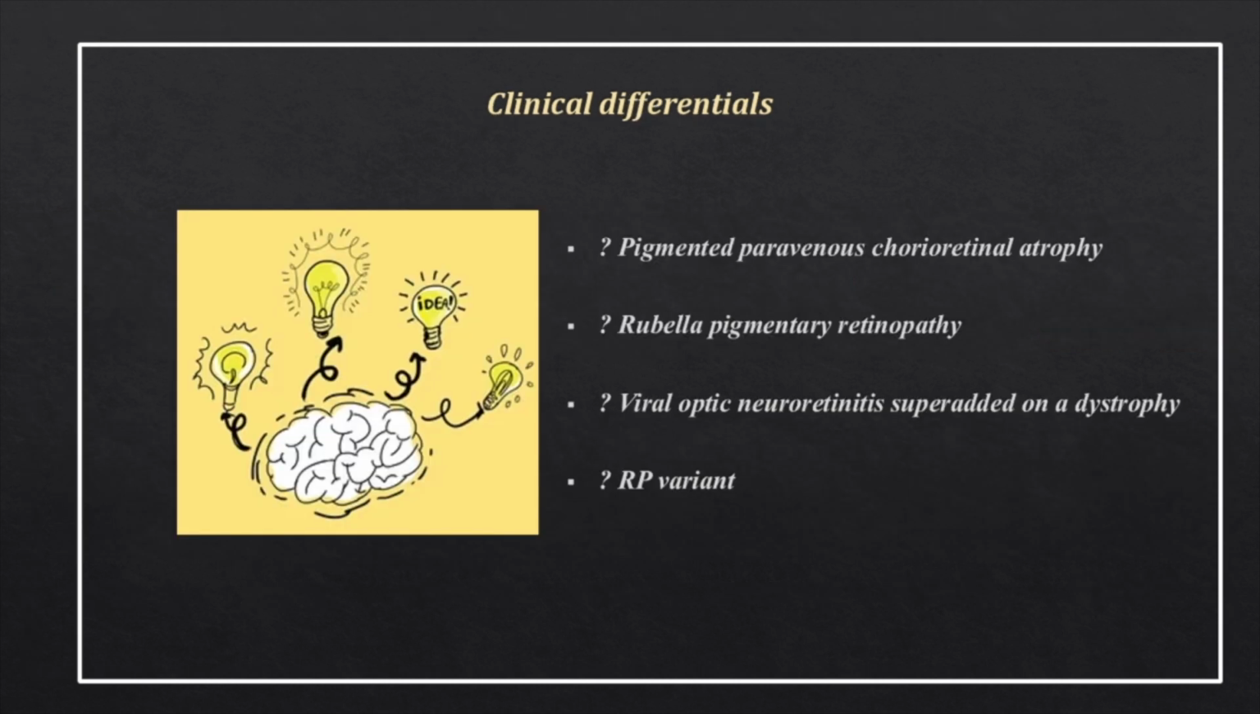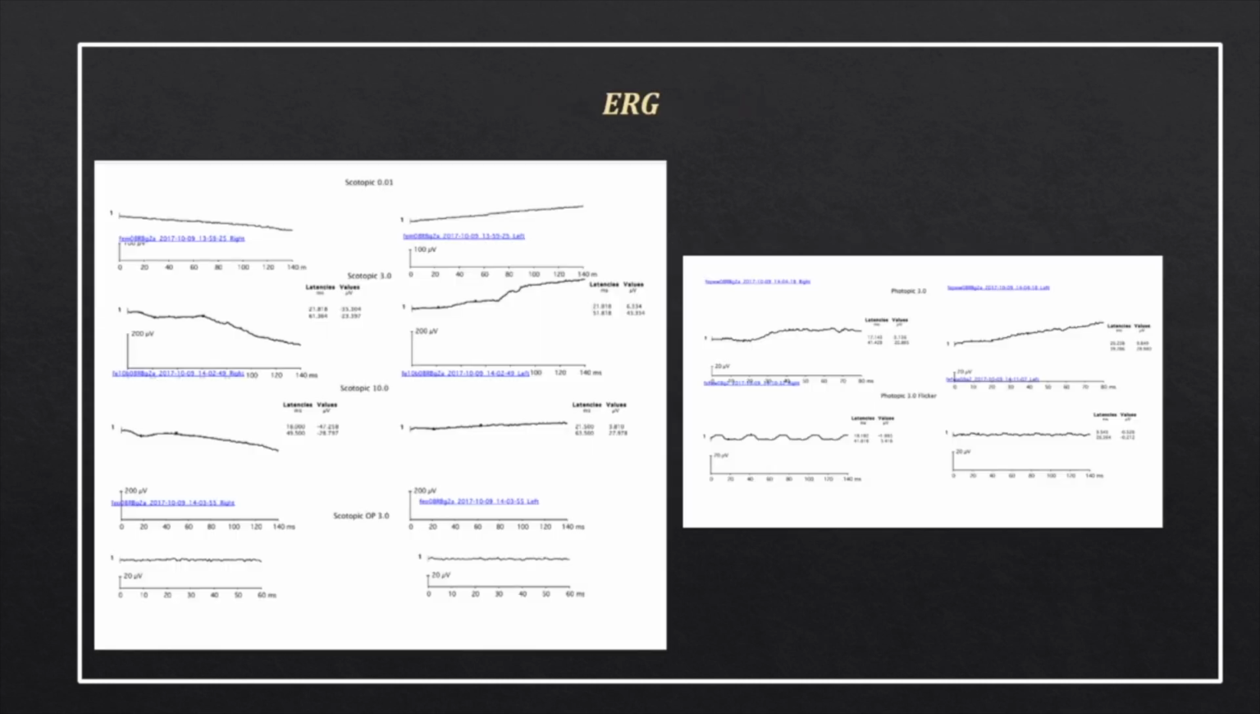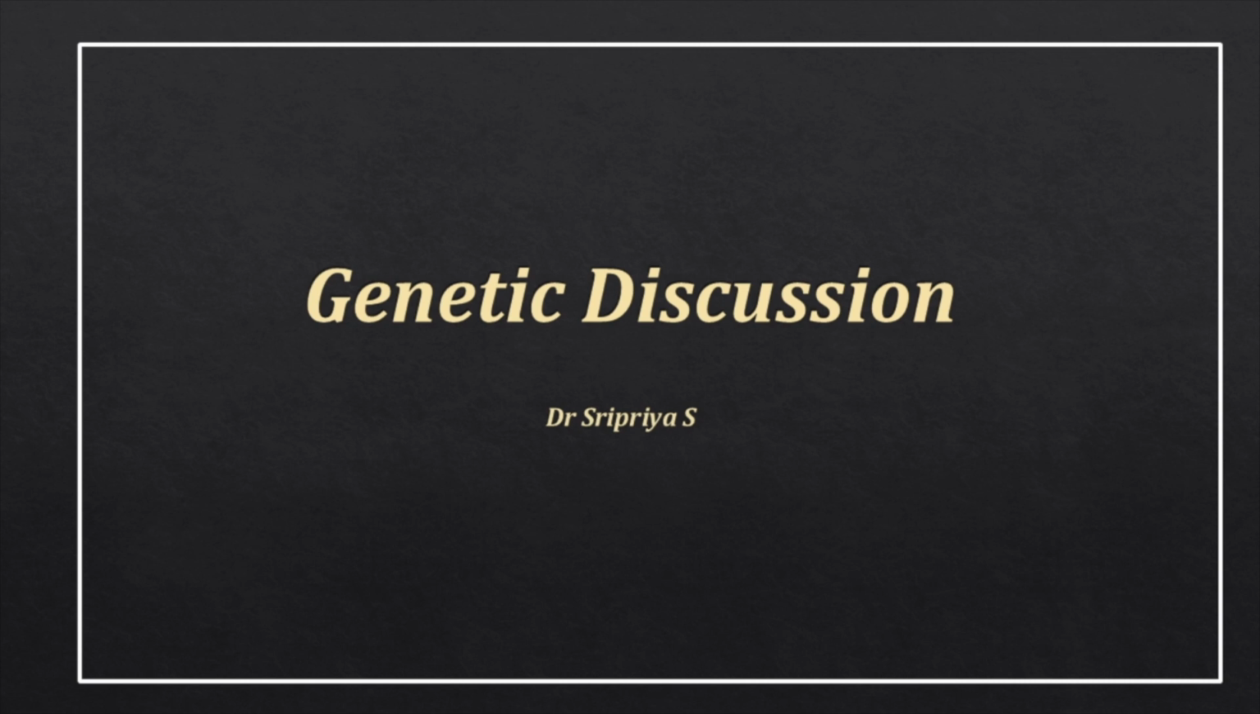With this in mind, the clinical differentials at this point of time would be whether it is a pigmented paravenous chorioretinal atrophy, whether it is a rubella pigmentary retinopathy, whether it is a viral optic neuroretinitis, which was superadded on a dystrophy which got presented later on in his life, or is this an RP variant? We'll be moving ahead with the genetic case discussion by Dr. Sripriya ma'am. Over to you, ma'am.